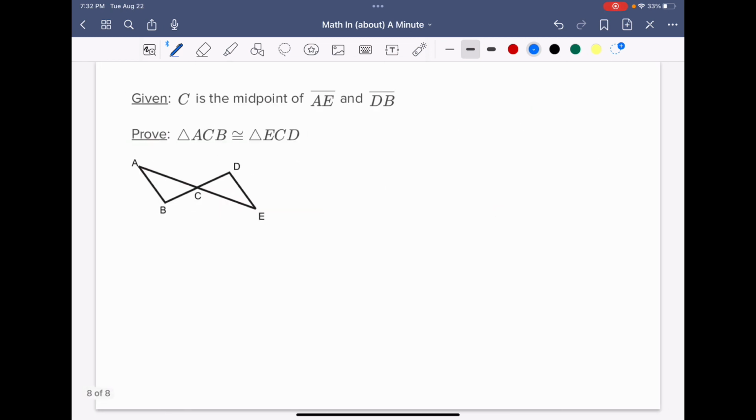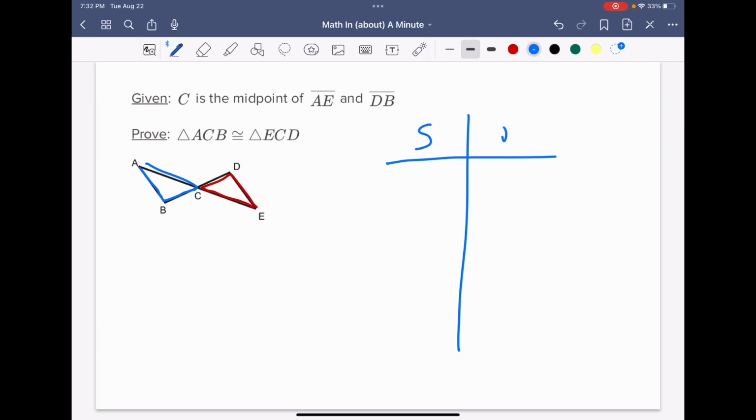So here's the proof we're going to take a look at. We're told that C is the midpoint of AE and DB, and then we need to prove that triangle ACB is congruent to triangle ECD. Okay, we can do that. So first, I'm going to make my two-column proof.